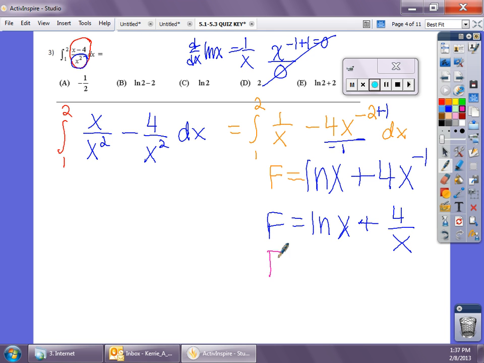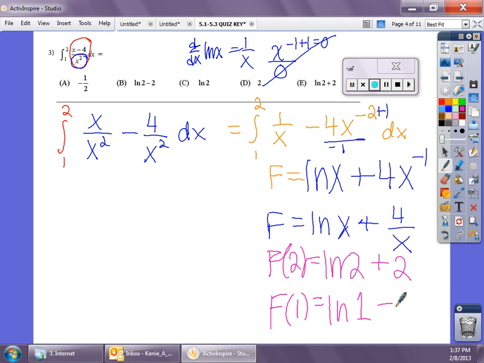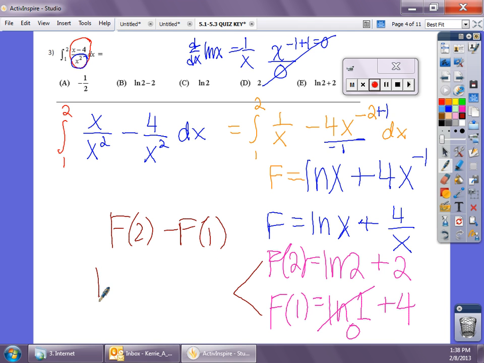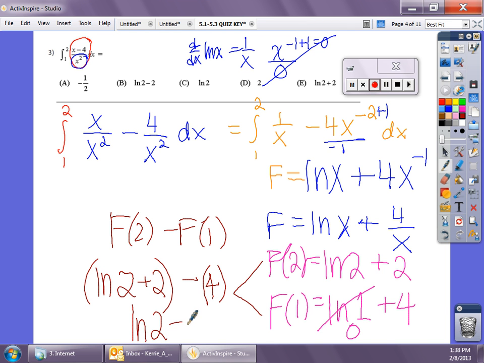So then I find f of 2, which would be ln of 2 plus 4 divided by 2. F of 1 would be ln of 1 plus 4 divided by 1, which is 4. Ln of 1 is 0. So we end up with, going this way, f of 2 minus f of 1. F of 2 is ln of 2 plus 2. And f of 1 is 4. There we go. ln of 2 minus 2, which would be b.